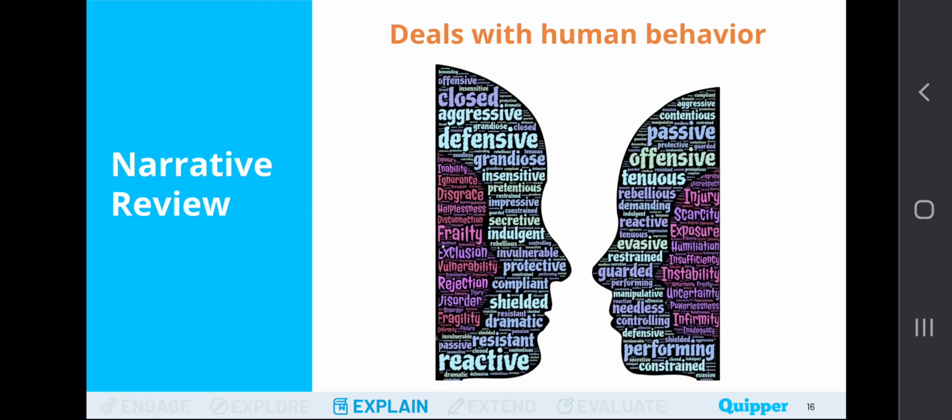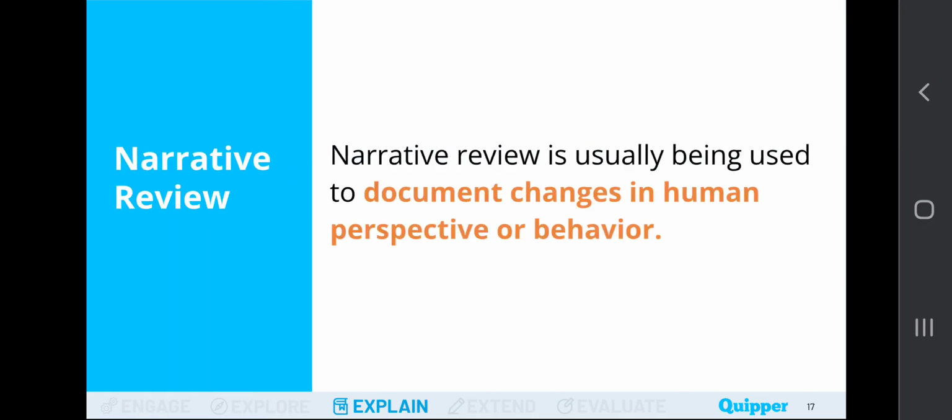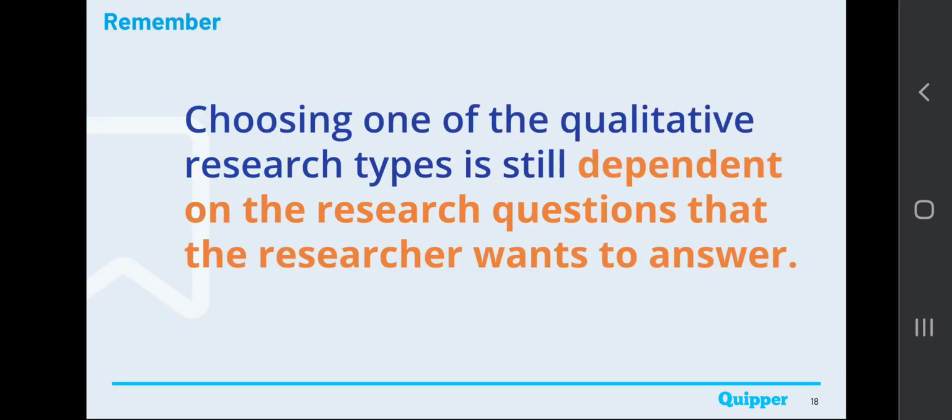Narrative review. This deals with human behavior. Narrative review is usually being used to document changes in human perspective or behavior.